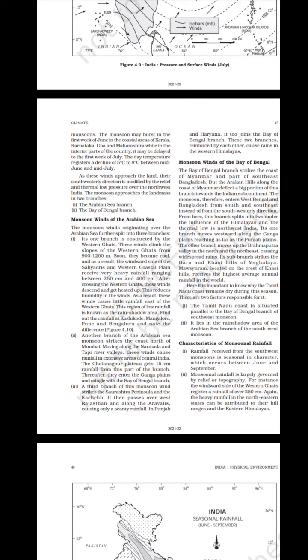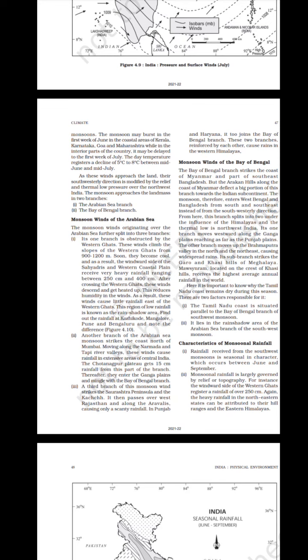Another branch of the Arabian Sea monsoon strikes the coast north of Mumbai, moving along the Narmada and Tapi river valleys. These winds cause rainfall in extensive areas of central India. The Chota Nagpur plateau gets 15 centimeters of rainfall from this branch. Thereafter, they enter the Ganga plains and mingle with the Bay of Bengal branch.